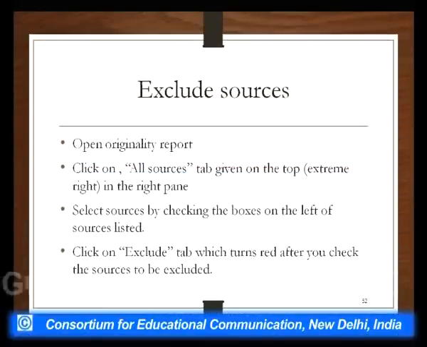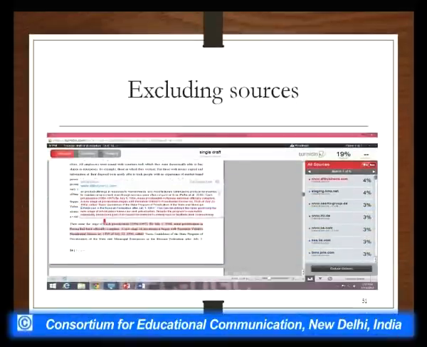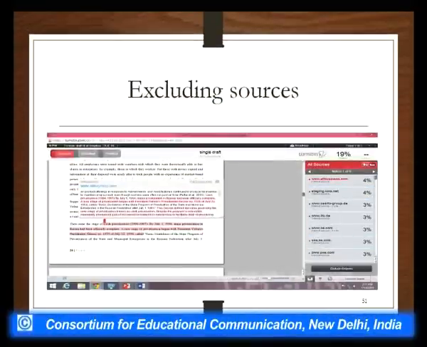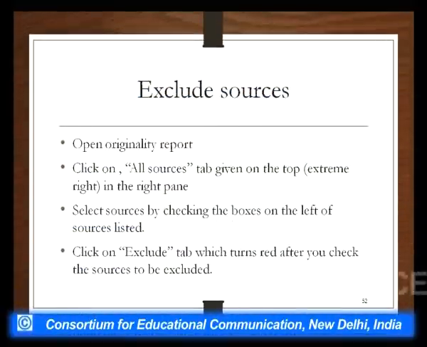In a recap, open the originality report, click on the all sources tab given on the top extreme right in the right pane. Select sources by checking the boxes on the left of the sources listed. Click on the exclude tab, which turns red after you check the sources to be excluded. After you select the sources, you see the exclude tab change to red, and the sources are excluded.